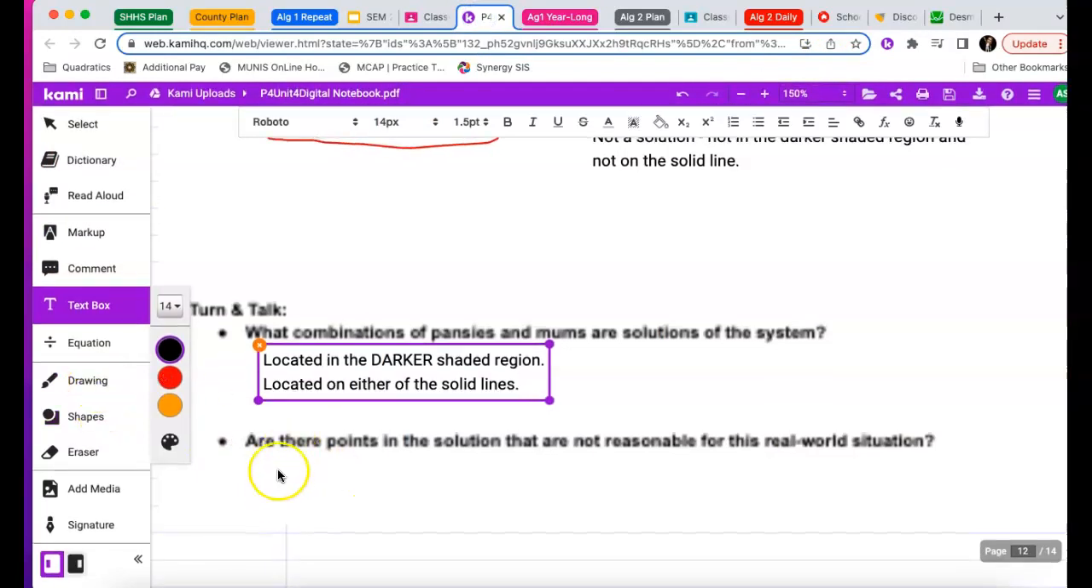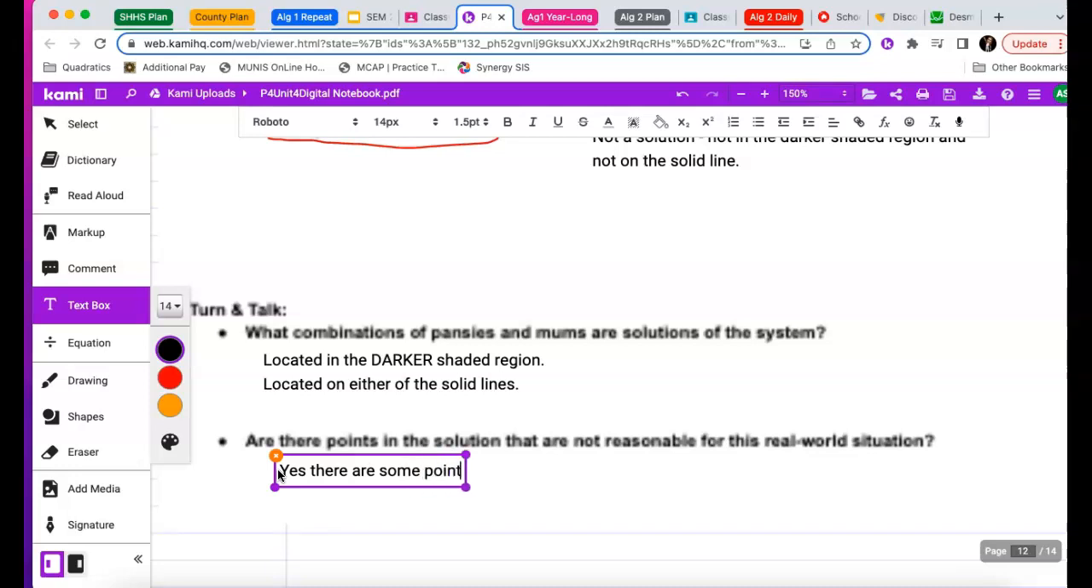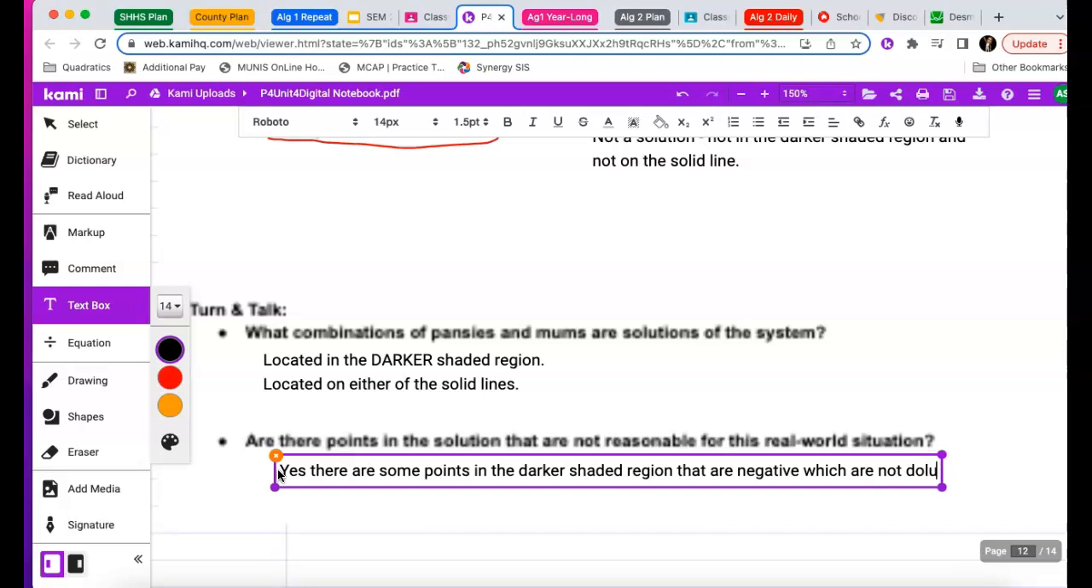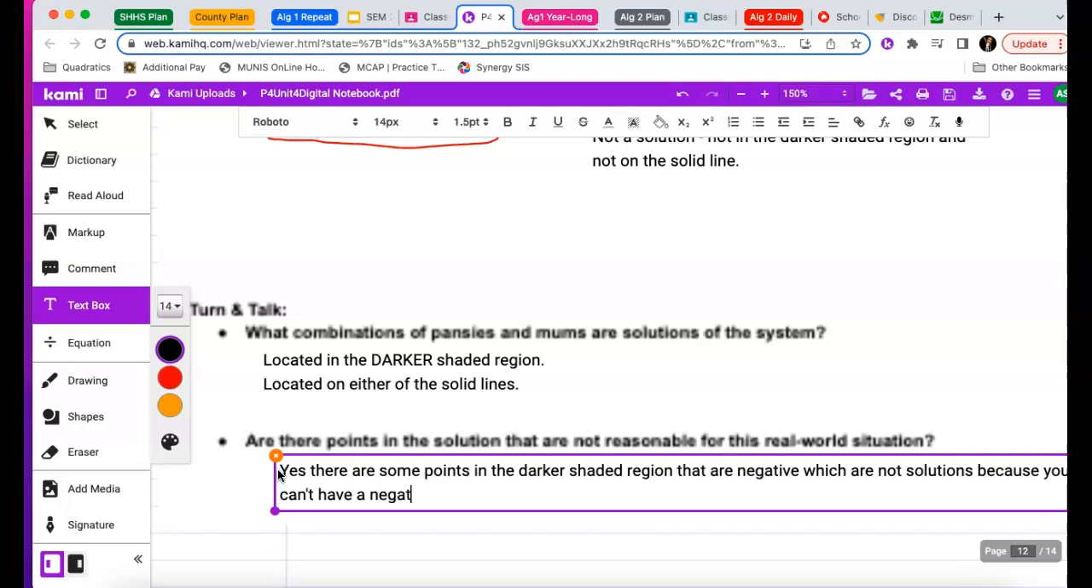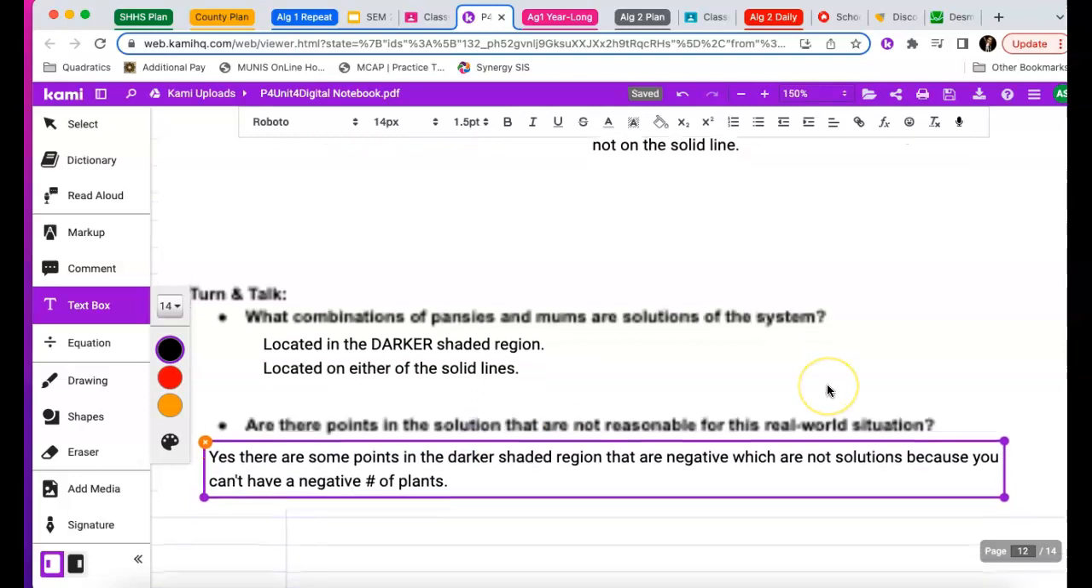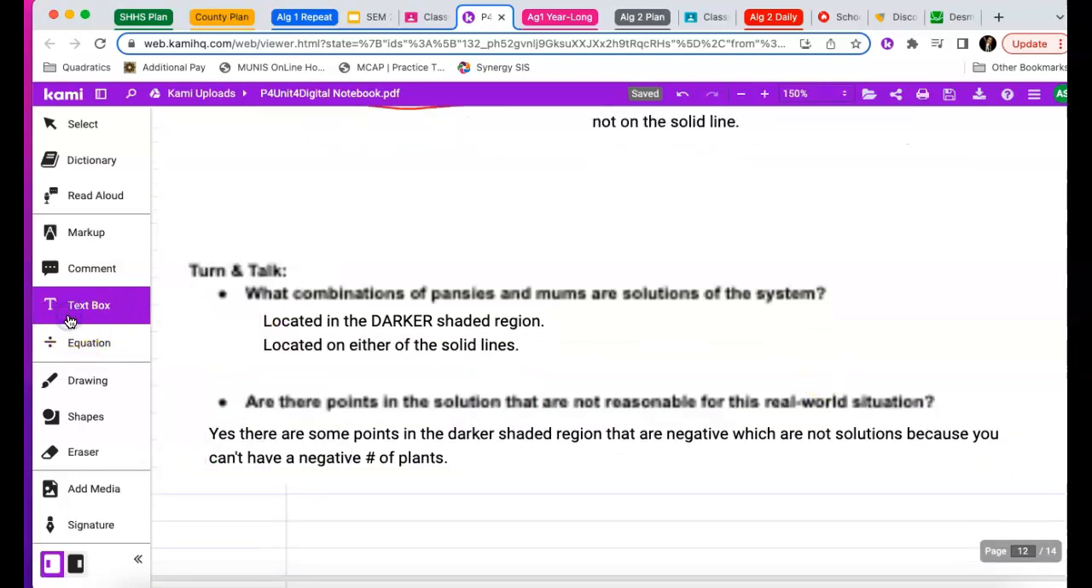So yes, there are some points in the darker shaded region that are negative, which are not solutions, because you can't have a negative number of plants. So even though the points are in the darker shaded region, if they're negative, they don't make sense for this problem because you can't have a negative number of plants.